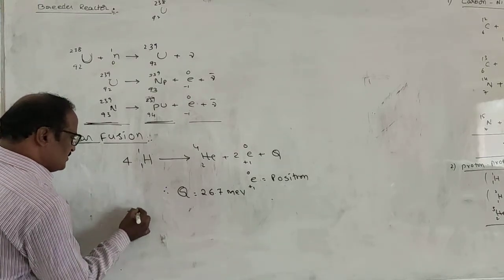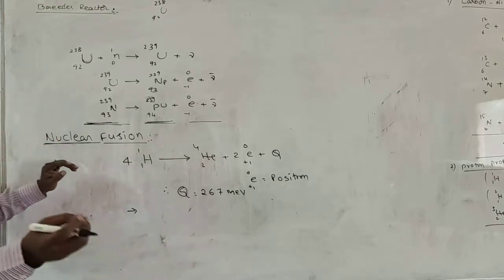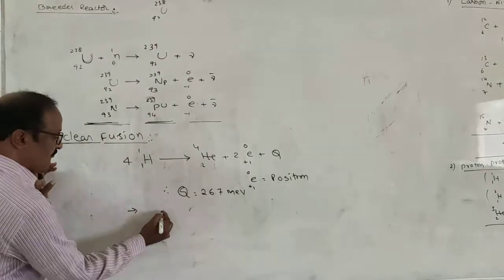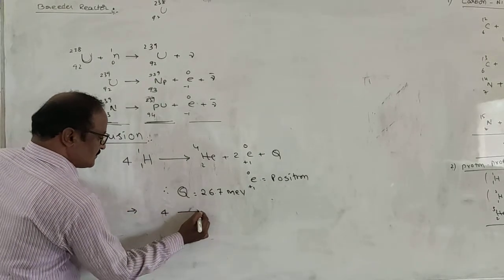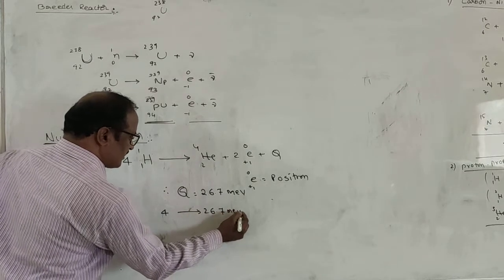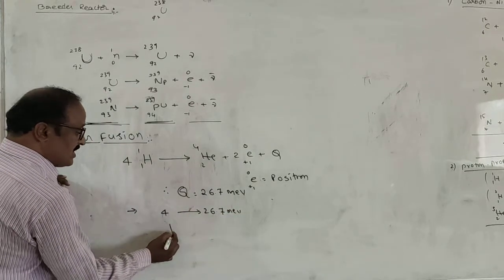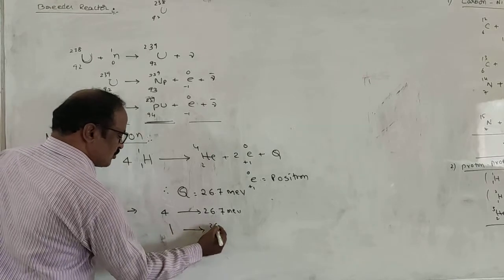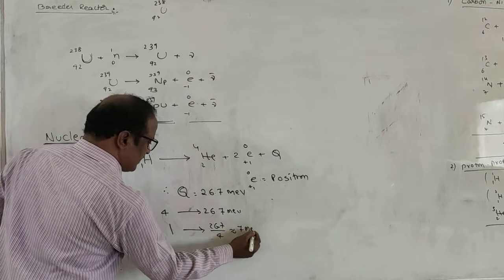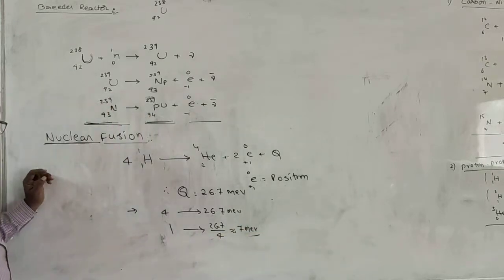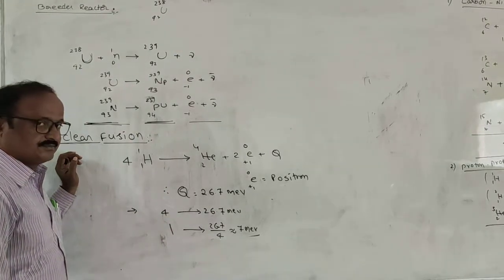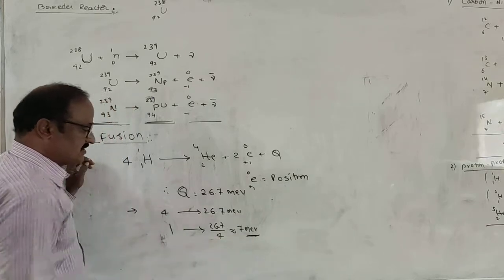Now here, how many protons or nuclei are involved in the nuclear reaction? 4. For 4 protons, the amount of energy released is equal to 26.7 MeV. For 1 nucleon, the amount of energy is 26.7 by 4. It is nearly equal to 7 mega electron volts, or 6 point something. That is approximately 7 mega electron volts.